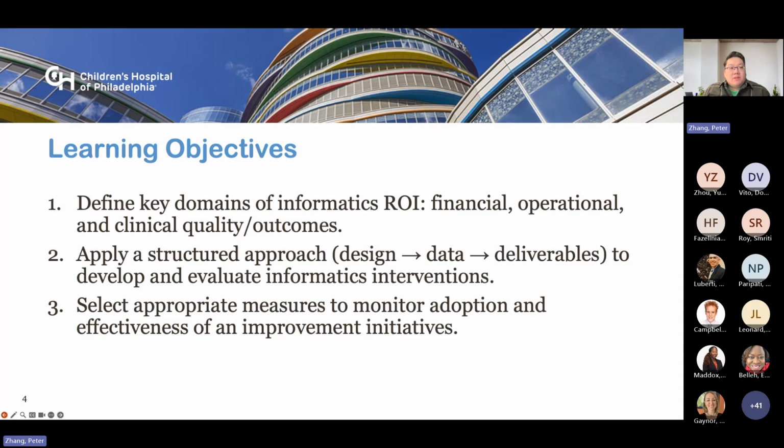I have 3 learning objectives today. So first, I want to define key domains of informatics return on investment, specifically in the financial, operational, and clinical domains. Second, to apply a structured approach to develop and evaluate informatics interventions, specifically by looking at design, data, and then deliverables. And last, to select appropriate measures to monitor adoption and effectiveness of our improvement initiatives.